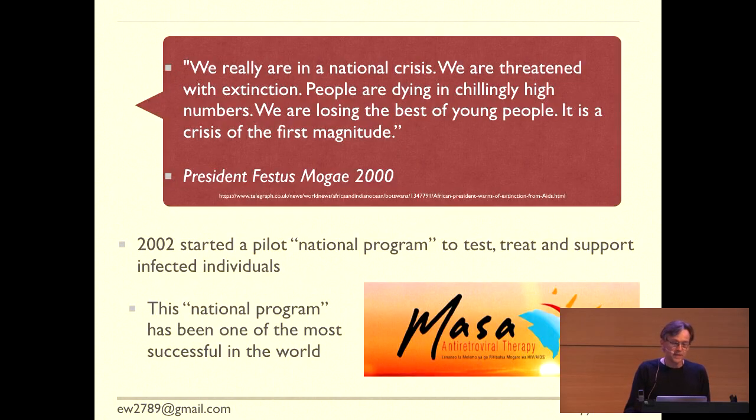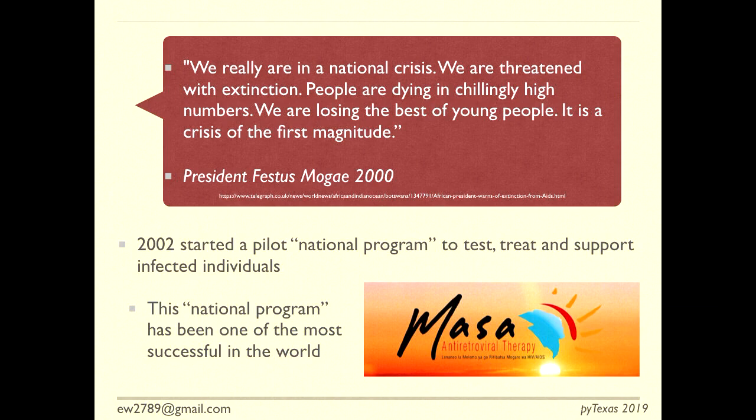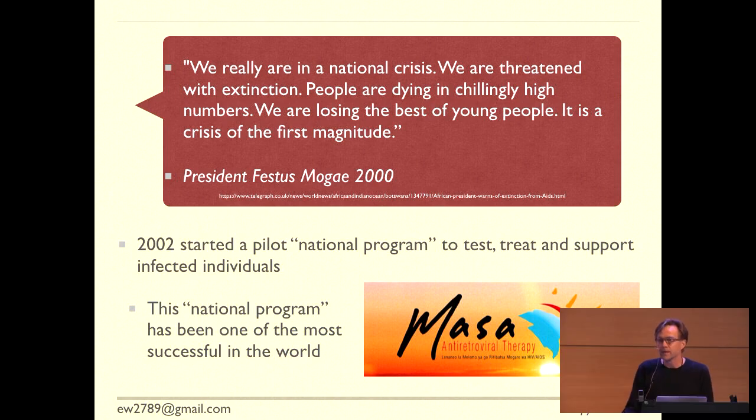So in 2000, the president of Botswana stood in front of the UN and basically stated that his population is looking at extinction if nothing is done. We had already started a trial funded by the NIH and Bristol-Myers Squibb, where we were looking at ways of rolling out already approved adult treatment.